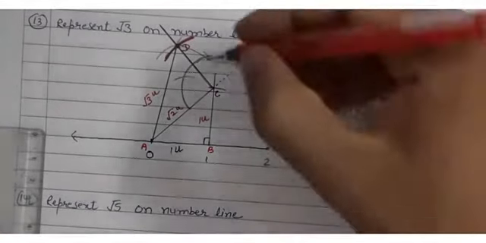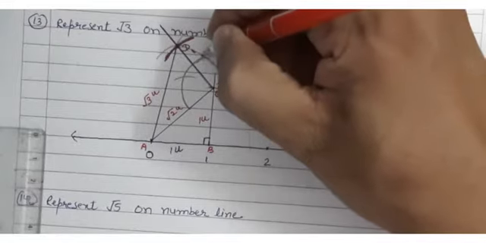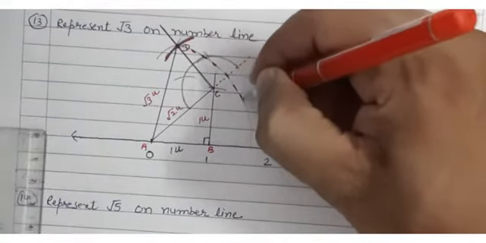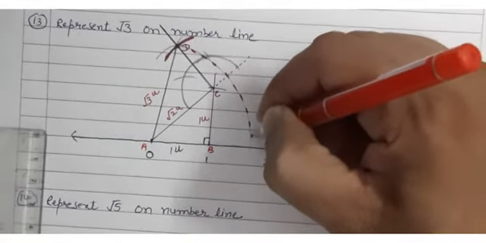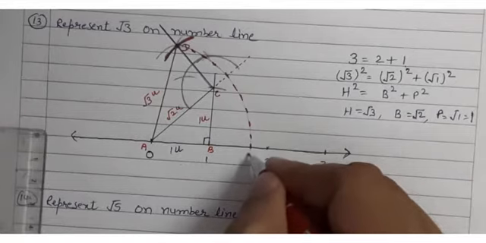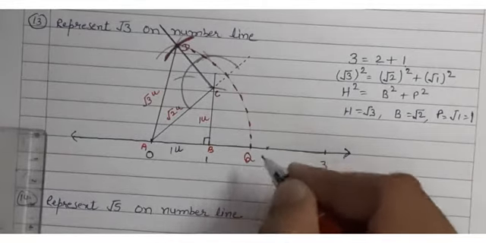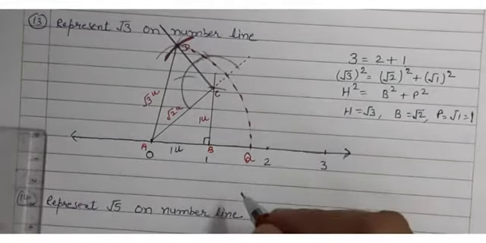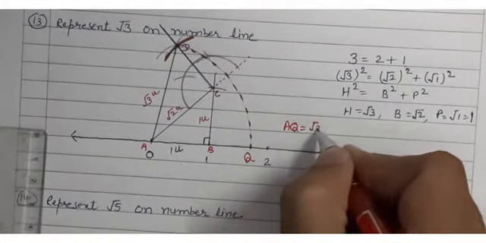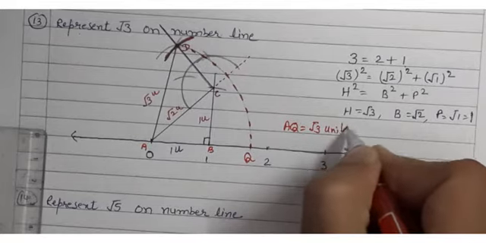This is your arc. I am making it dark with a pen. This is the arc meeting at point Q. This is under root 3. I can say AQ is equal to under root 3 units.